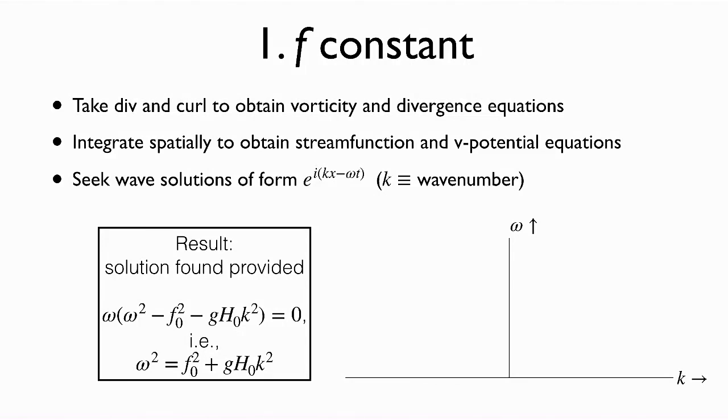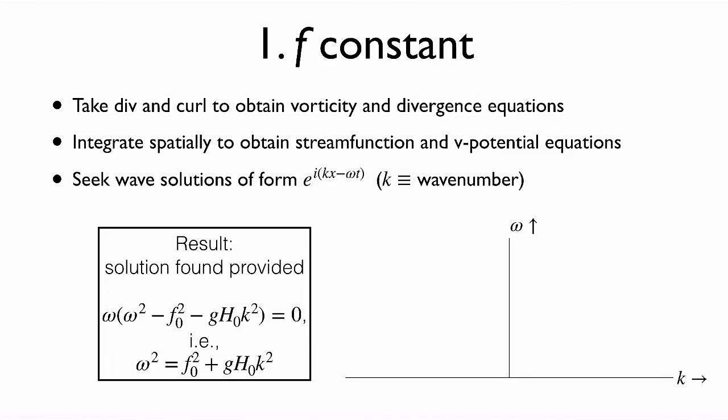So what if we make f a constant? This is one thing that we could do. In fact, I just told you f is 2 omega sine latitude, but let's forget about that and just say it's a constant. Then we can go back and do the same manipulations: take the curl, take the divergence of the equations to get some new equations for the spinning rate and the divergence.